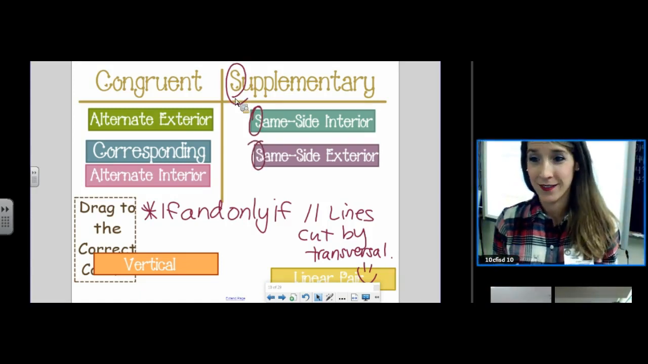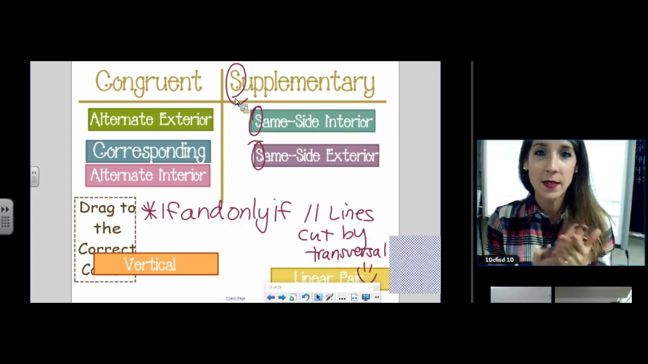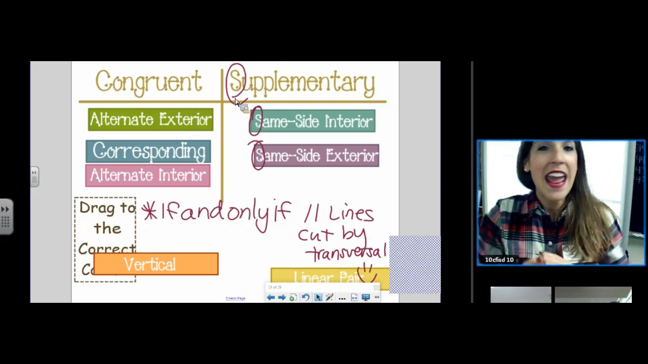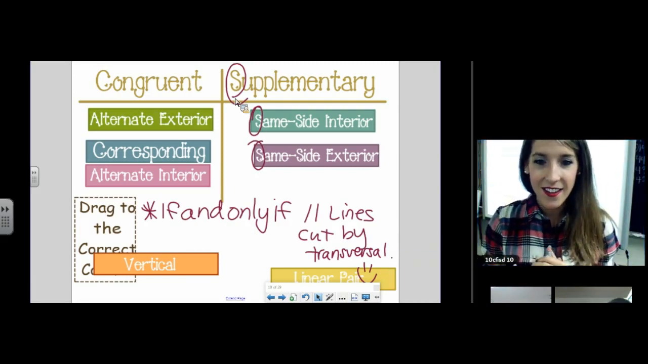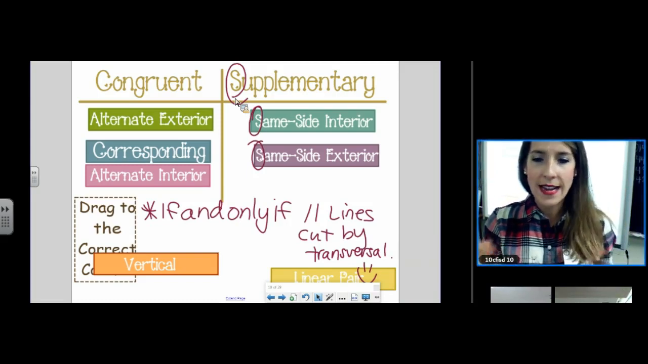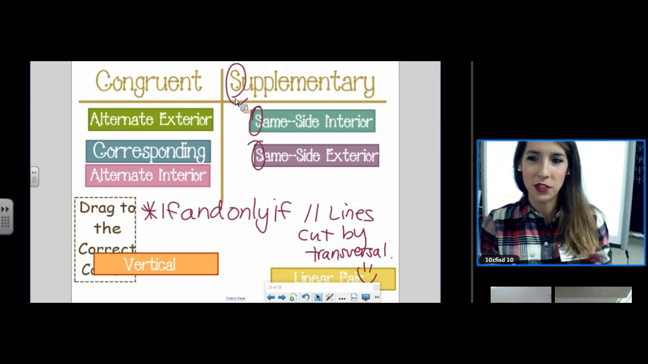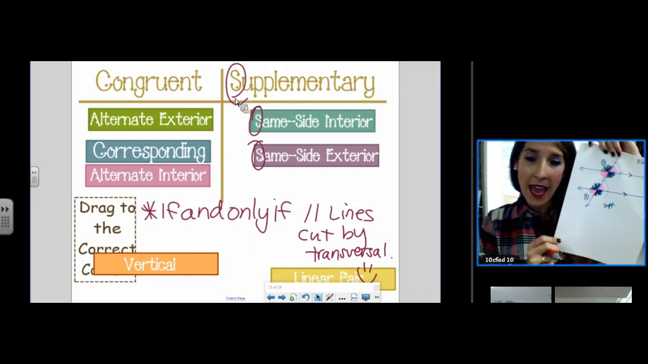Easiest thing ever. The ones that start with an S are supplementary. Same side supplementary, same side supplementary. If it doesn't start with an S, then they're congruent. You'll find out if the lines are parallel because the problem will just tell you. The construction tells you where parallel lines came from.